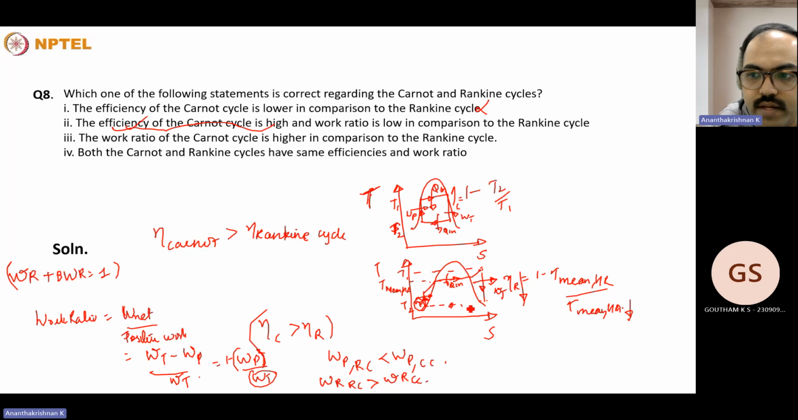So you have to try to bring an equivalence between the terms under consideration. We know that the efficiency of the Carnot cycle will be high, but the work ratio, that is defined as the net work to the positive work, will be high for the Rankine cycle compared to that of the Carnot cycle. Efficiency is high for the Carnot cycle, work ratio is high for the Rankine cycle. So what you could see is that option 2 is right.